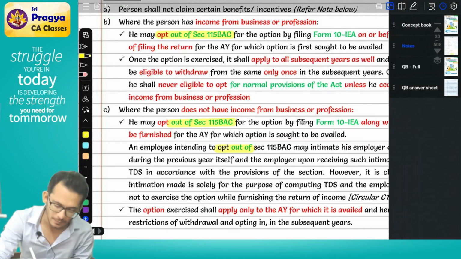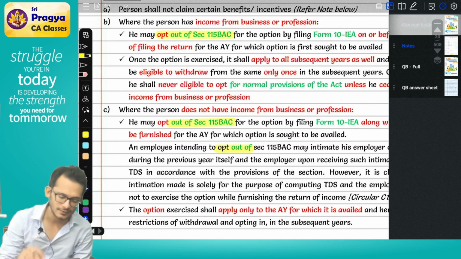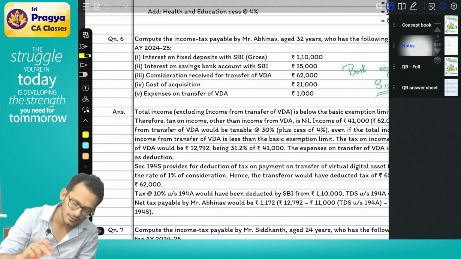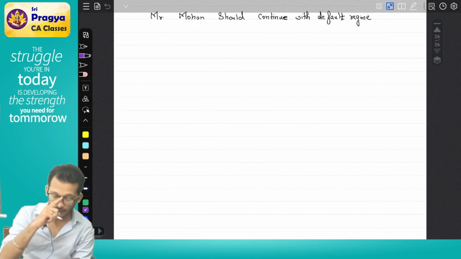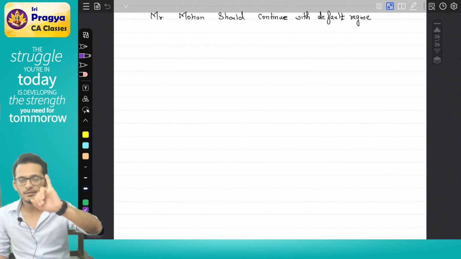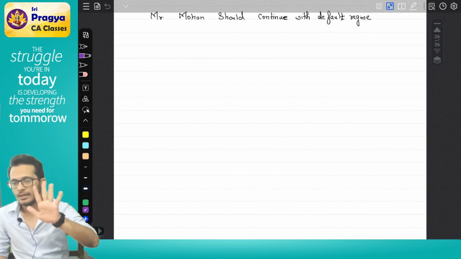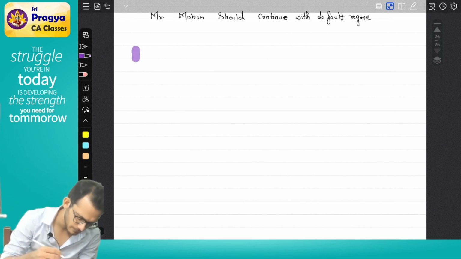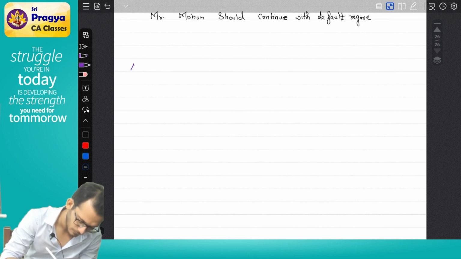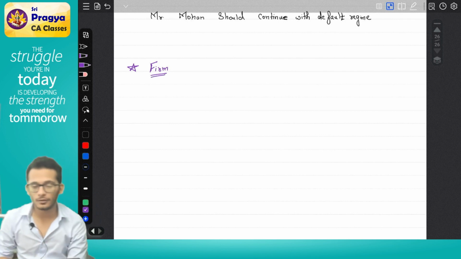Awesome. This marks your end of individual taxation. If you have no doubts, we will try to move forward. Perfect. Having completed your individual taxation, we have now done individual, HUF, AOP, BOI, AJP. Moving on to someone called a firm.